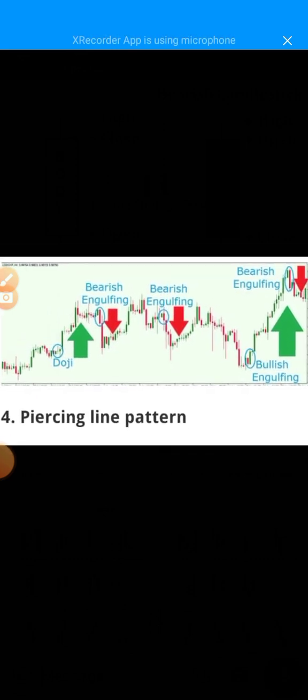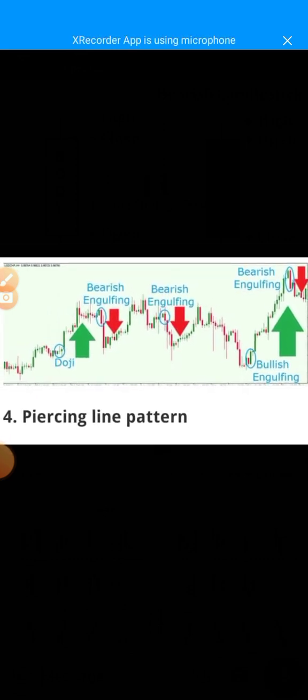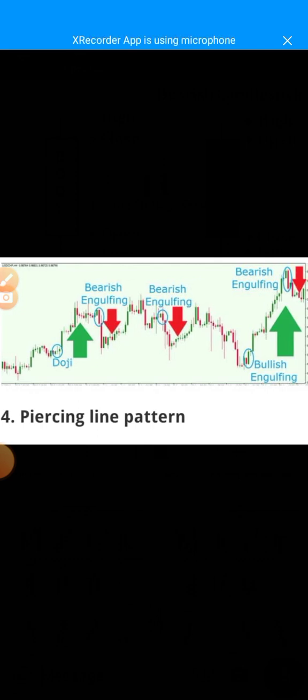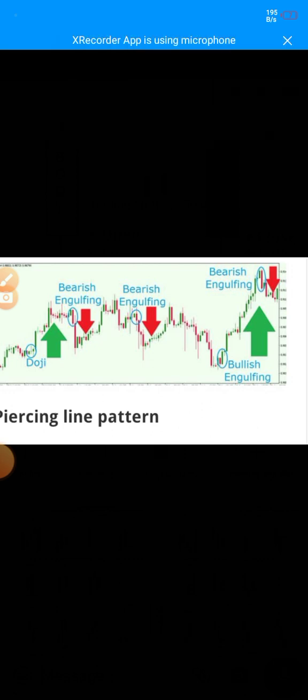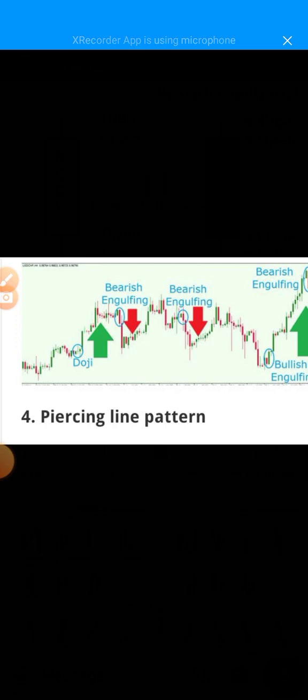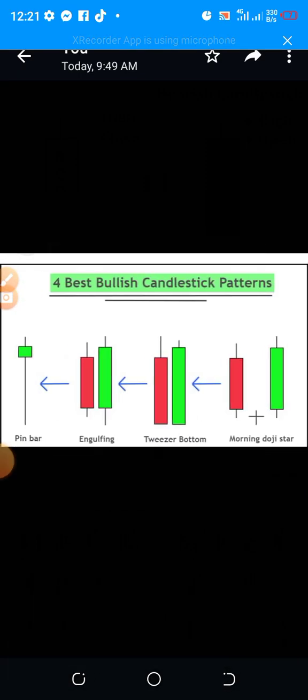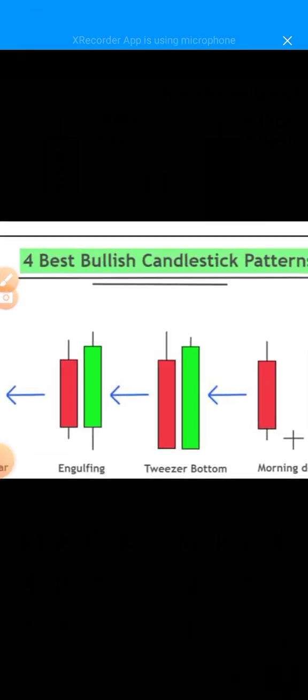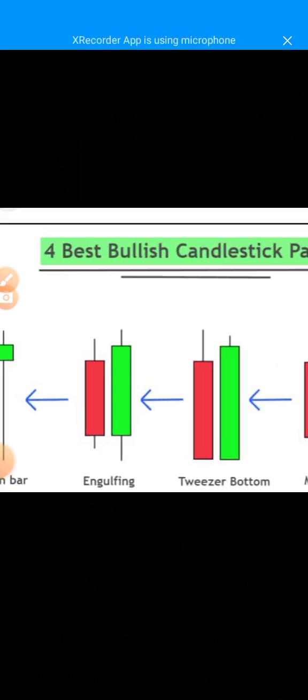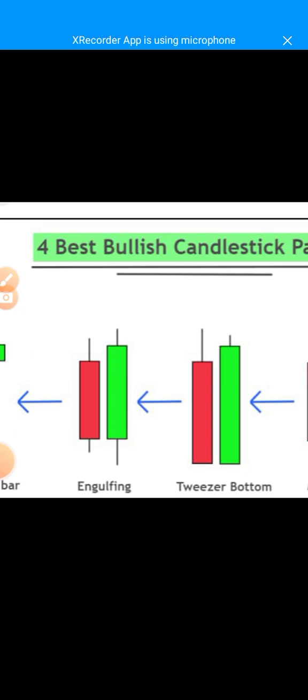Remember, we are talking about reversal patterns. We first talked about the pin bar, and then the bullish engulfing. So what is the bullish engulfing? It is when this pattern is formed at the end of a downtrend. So what are the characteristics of a bullish engulfing?